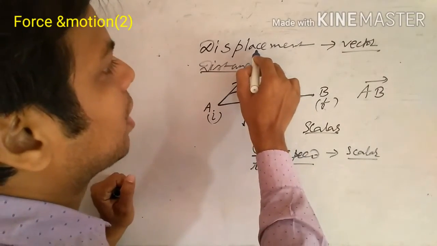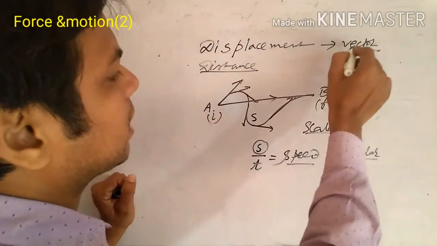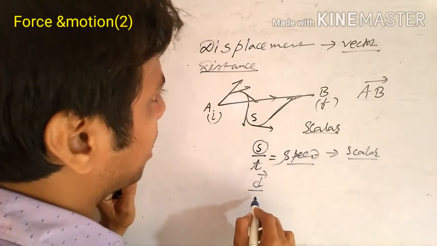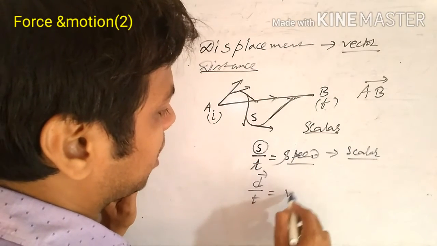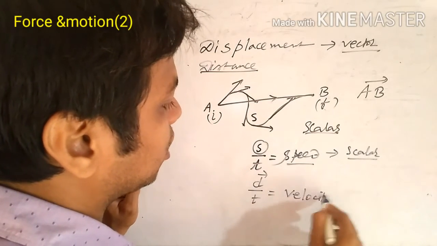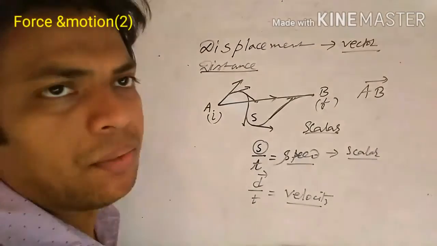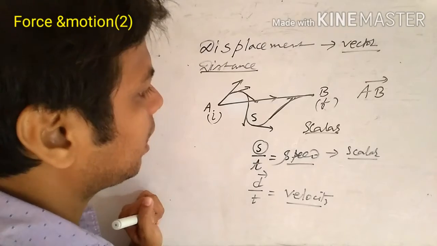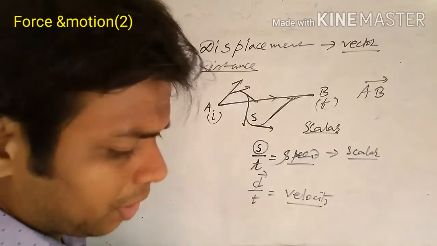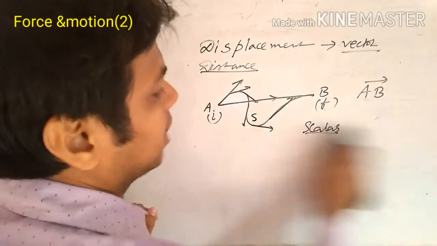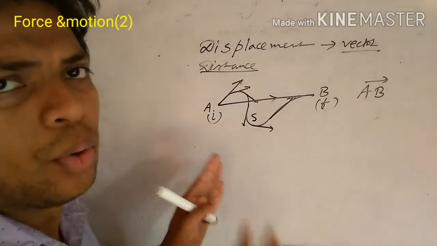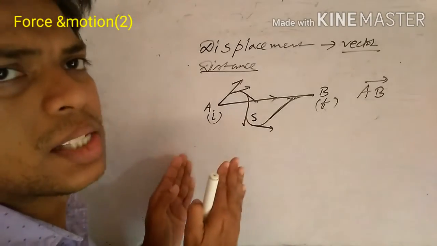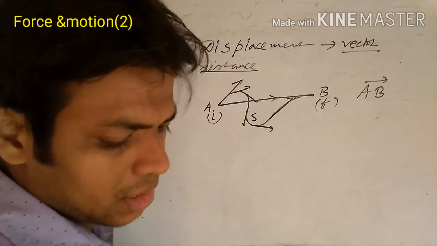But whenever we divide the displacement vector by the time, we get the velocity. If the displacement is d divided by time, this is the velocity. So this velocity is a vector quantity also, just like the displacement. It is a very important example of two physical quantities having the same units and same dimensions, but one is the vector quantity whereas the other is the scalar quantity.